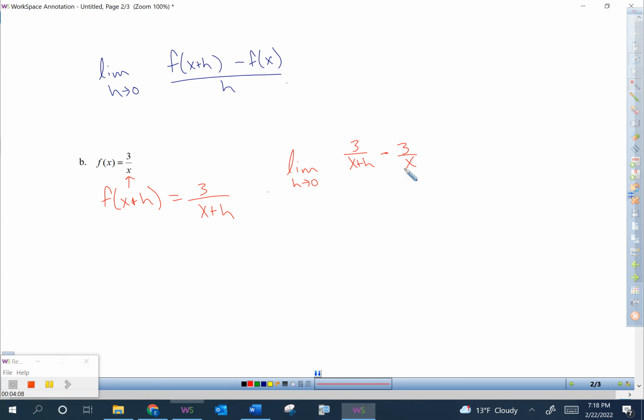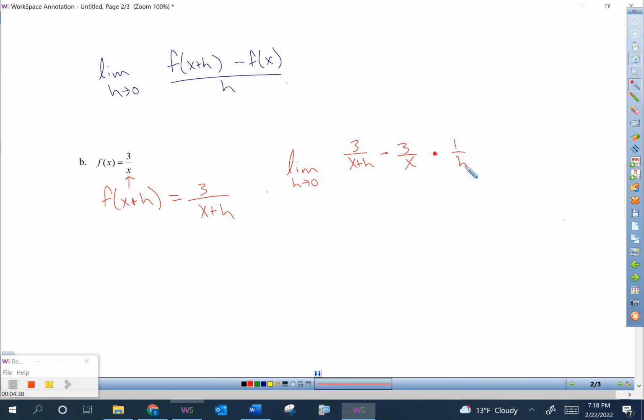Here's what I'm going to encourage you to do. Because there are fractions here, I don't want to put a big division over h, because that makes it a lot harder to keep track of which denominator goes where. Instead of dividing by h, what I want you to do is rewrite it as times the reciprocal, which is 1 over h.